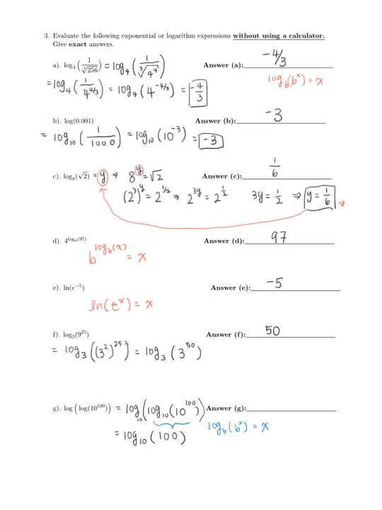Now let's write 100 in base 10. So this is going to be log base 10 of 10 squared. Again, using that same property that we just used, this is going to be just 2. So the answer is 2. Let me just box all the answers so you can see which ones are the answers. There you have it.